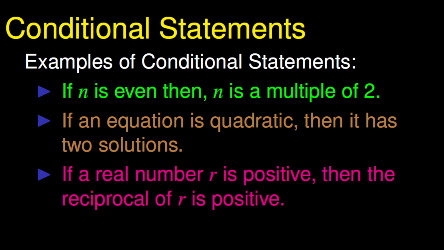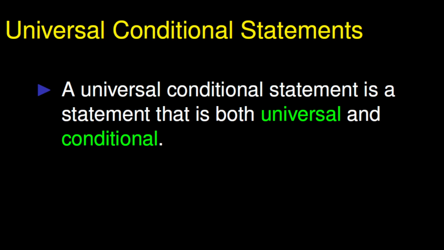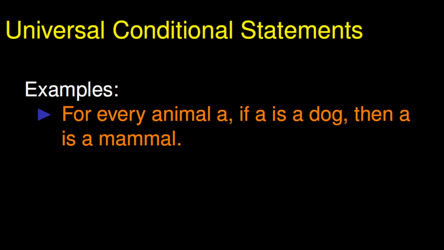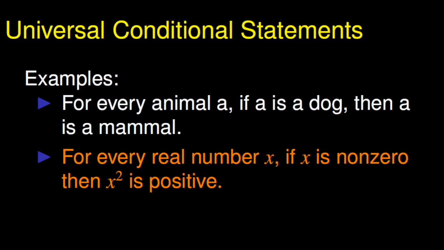A universal conditional statement is a statement that is both universal and conditional. Let us review some examples of universal conditional statements. For every animal A, if A is a dog, then A is a mammal. This is another example of a universal conditional statement.